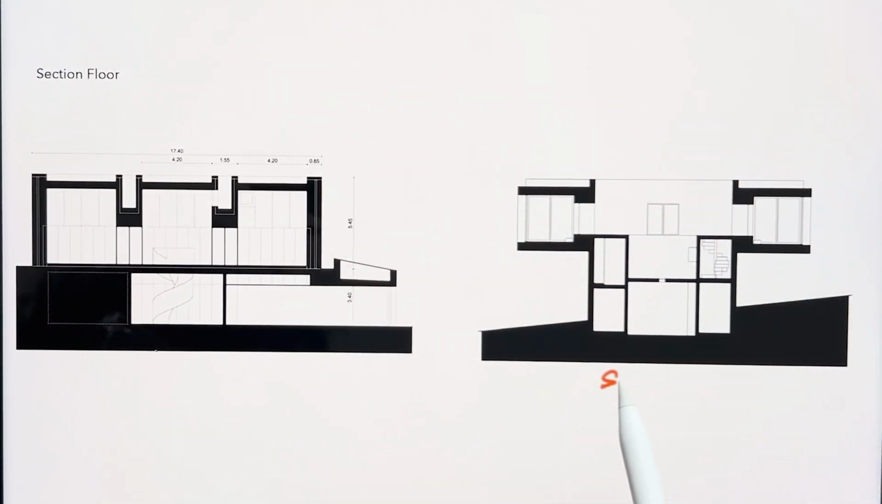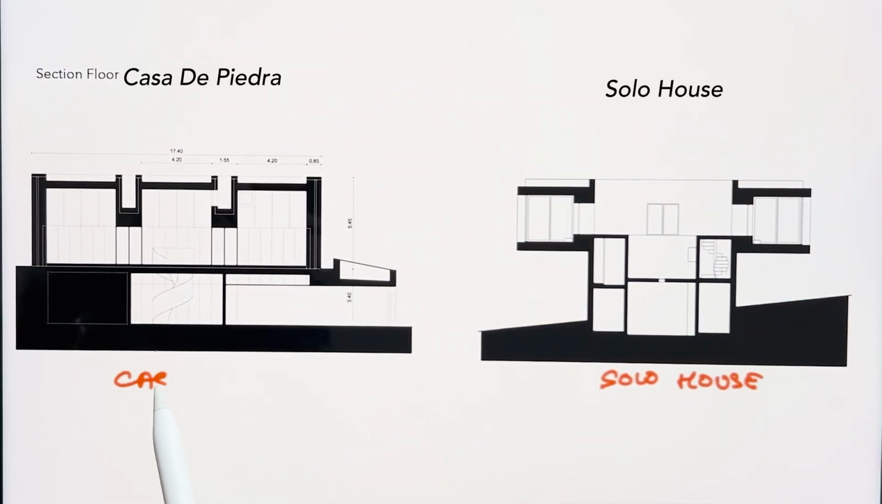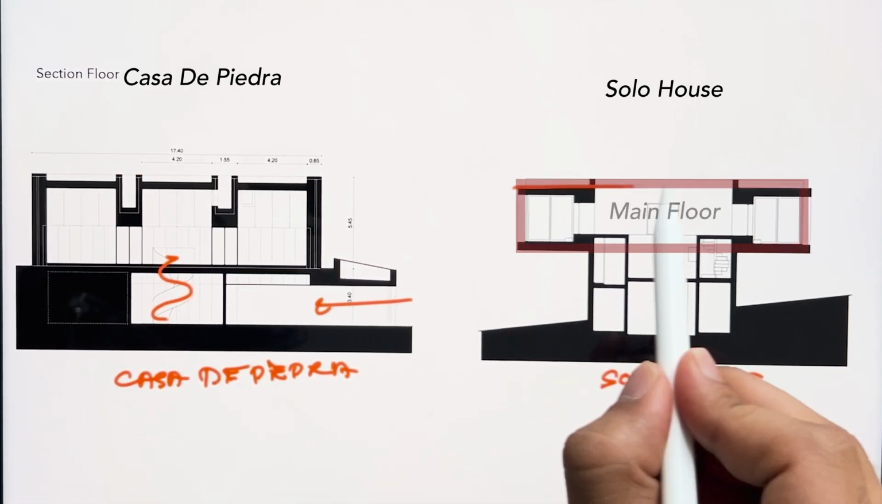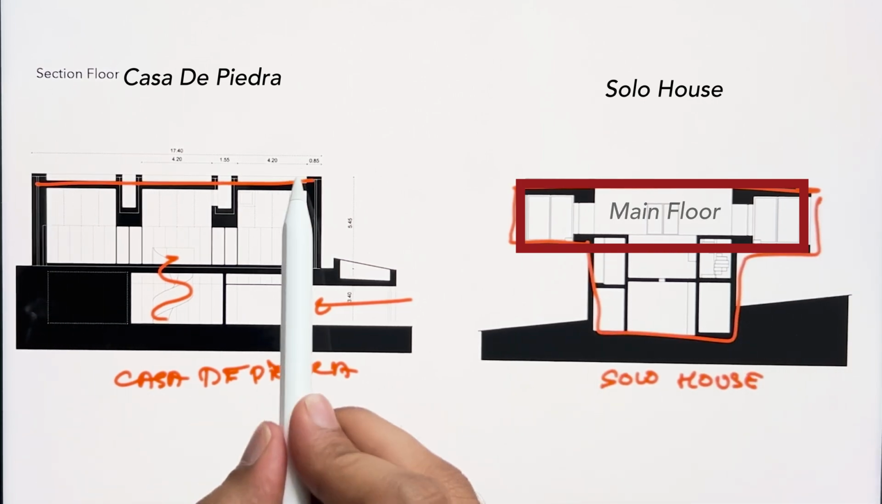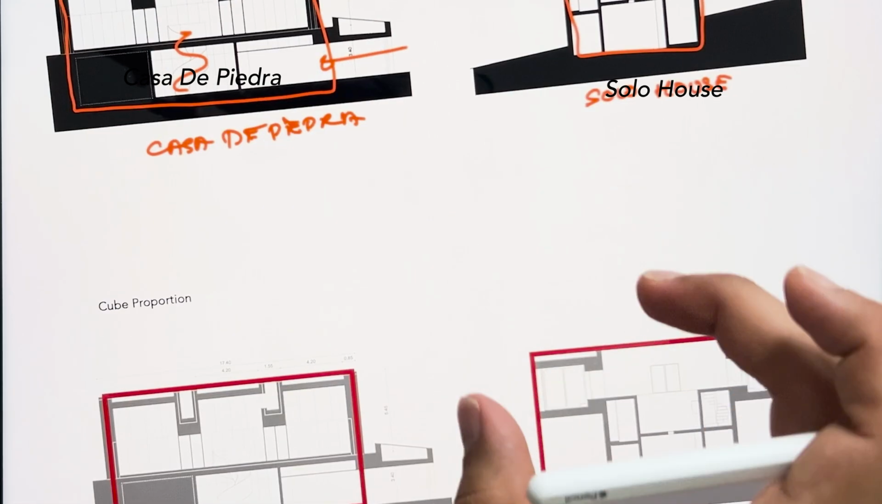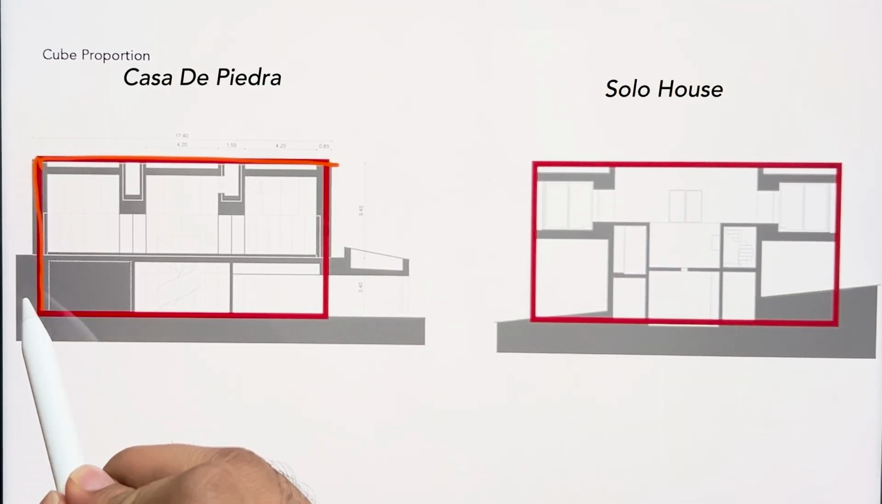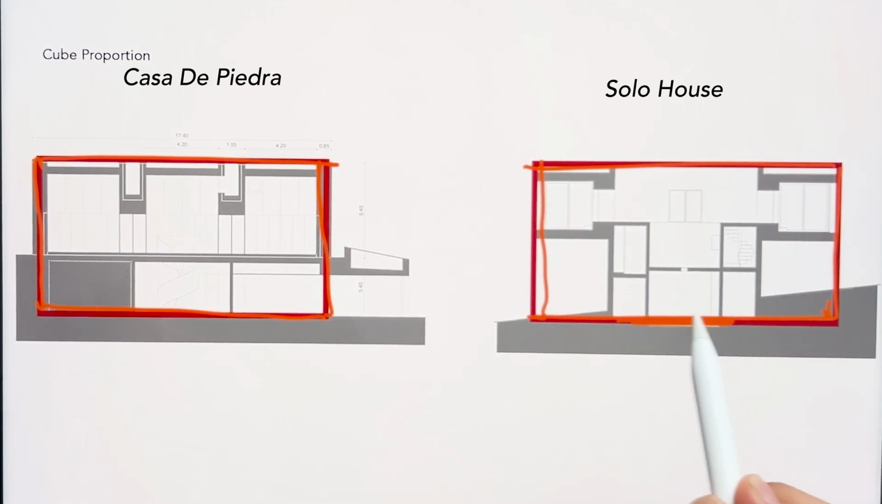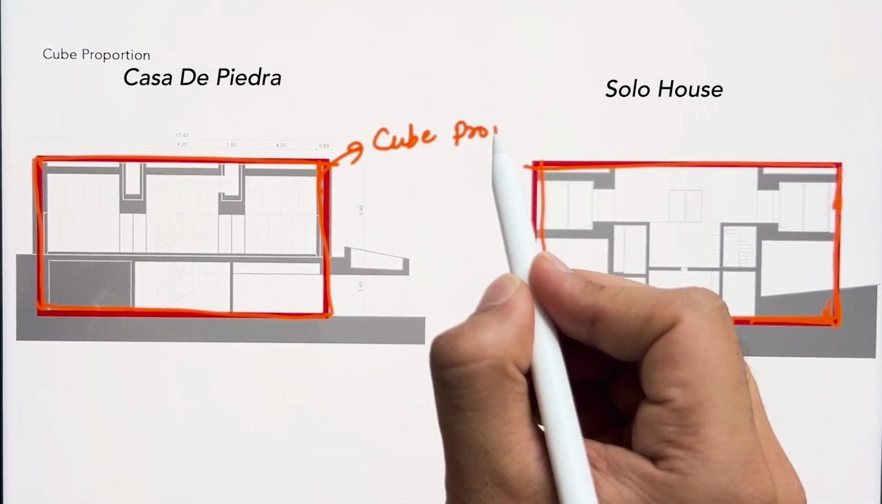Now let's examine the section of the house. The house on the left side is the Casa de Piedra, where the top part of the house is the main floor, featuring the living room, dining area, kitchen and bedrooms. Similarly, in the Solo house, there are also 2 floors containing all the important functions of the house. So overall, the houses have a cube proportion. Both houses have 2 floors, with the top floor serving the main functional area and the ground floor housing the services of the house.